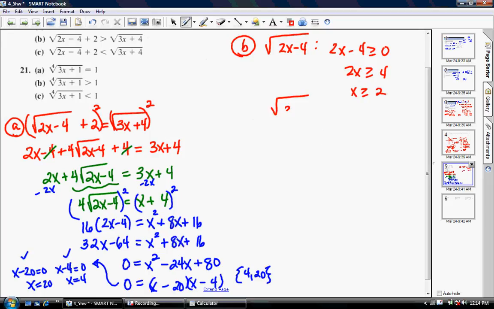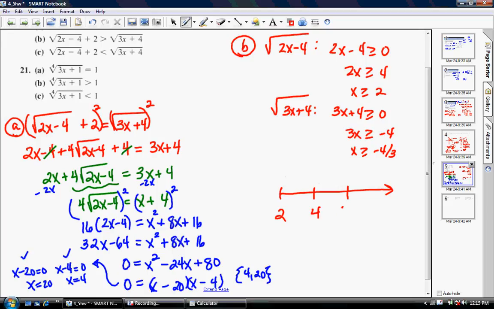We've also got to consider the domain of the square root of 3x plus 4, which gives us where 3x is greater than or equal to negative 4, or x is greater than or equal to negative 4/3. Okay, so the intersection, which piece contains both sets, would be x is greater than or equal to 2. So on the graph of the number line, we don't do the whole number line, we just do the values that are greater than or equal to 2. And now we can place our solutions of 4 and 20. So we've got 3 regions to test.